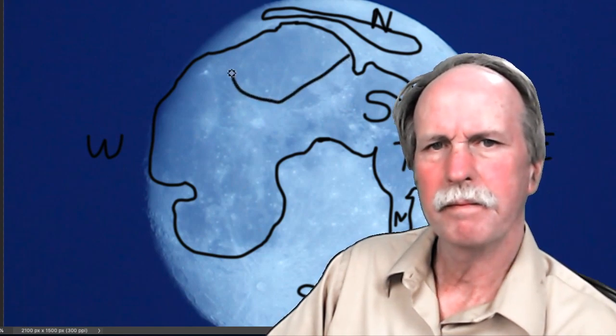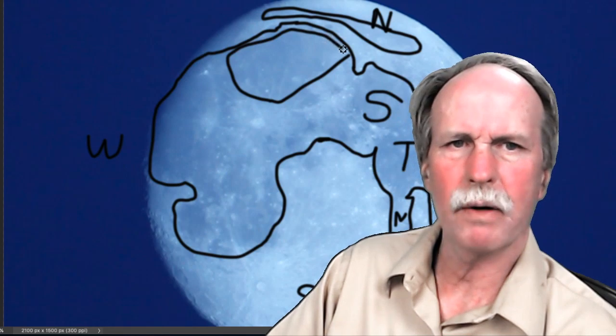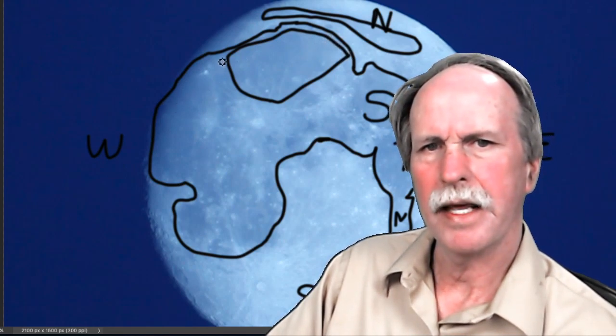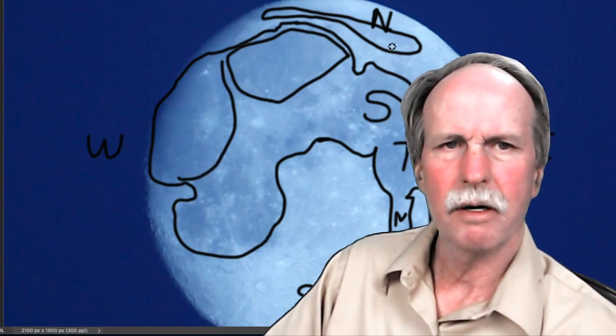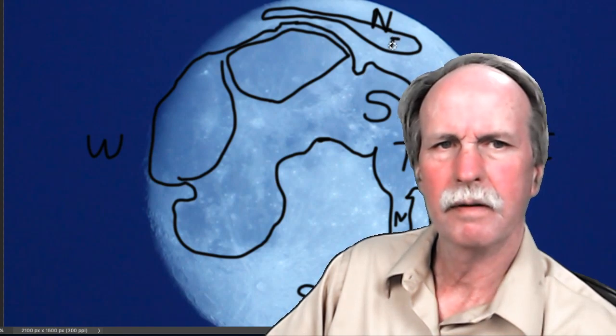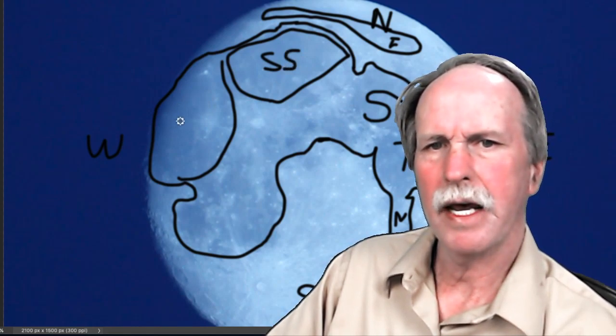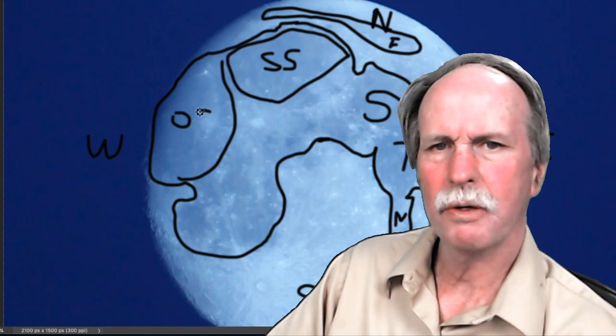Now, when we look at the western side of the moon, there are three major seas that I want to point out real quickly. Now, near the north of the moon, we have the Frigid Sea. And that's this dark area right up here. Just below it, in this area, we have the Sea of Showers. And that is right above the Ocean of Storms. So we've got the Frigid Sea here. We have the Sea of Showers. And we have the Ocean of Storms.